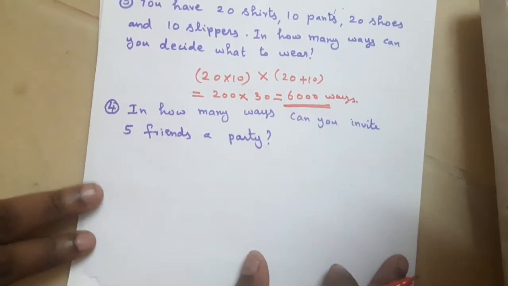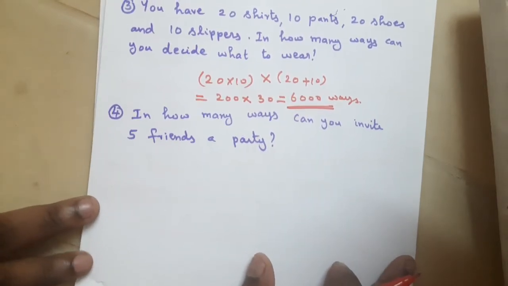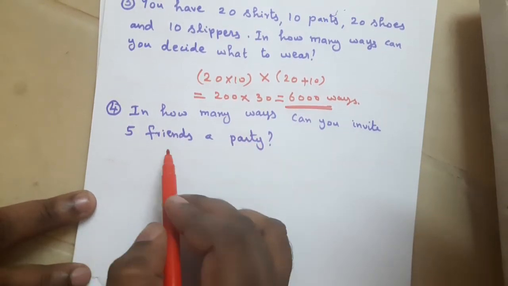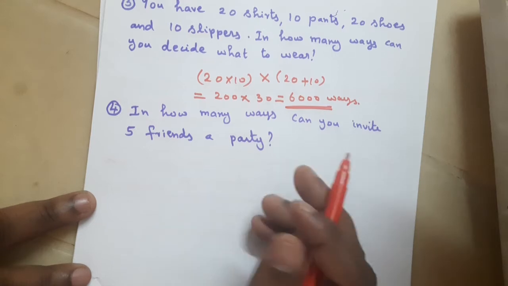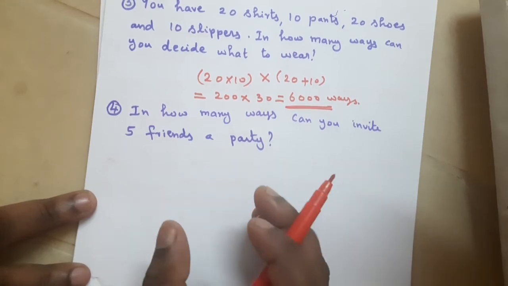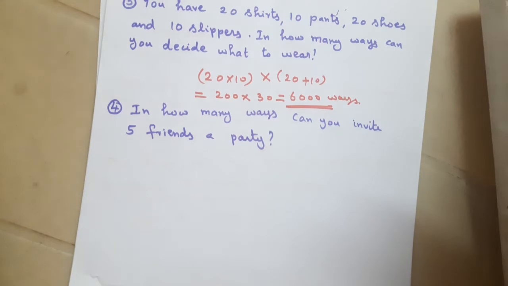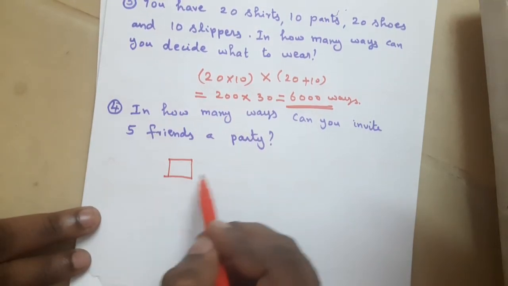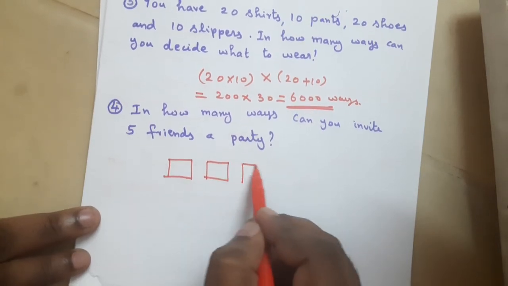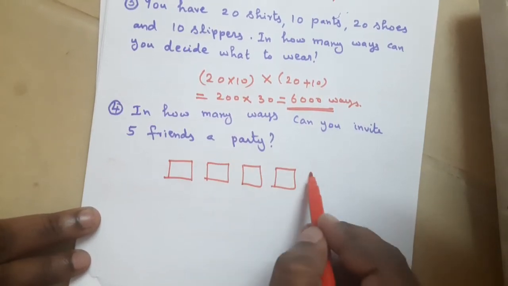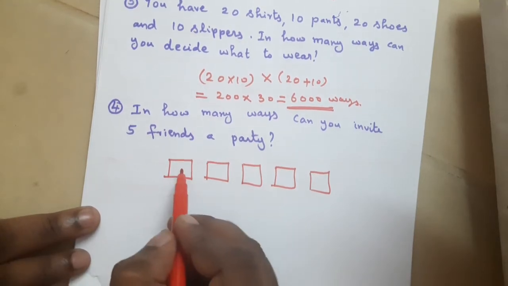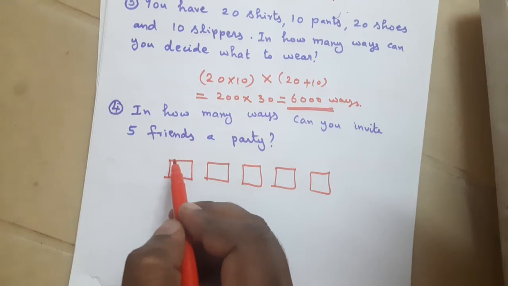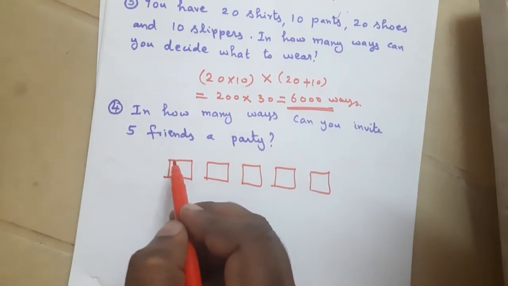In the fourth question, in how many ways can you invite 5 friends to a party? அதாவது நம்ம ஒரு பார்ட்டி வச்சுருக்கோம், 5 ஃப்ரெண்ட்ஸை நம்ம எத்தனை வழியில் கூப்பிடலாம்? For example, 5 friends. For the purpose, we draw 5 boxes. The first box denotes the first position, யாரை ஃபஸ்ட் இன்வைட் பண்ண போகிறோம்.